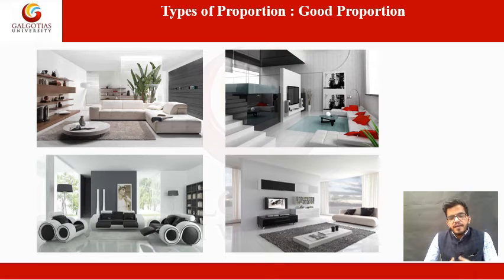In the previous slide, when we were discussing the bad proportion, the different types of furniture layout were not in proportion to the contextual study, or the wall size, or the window height. So it is very important to understand that while designing an area or a space, there is a need to understand the sizes of different elements or features.